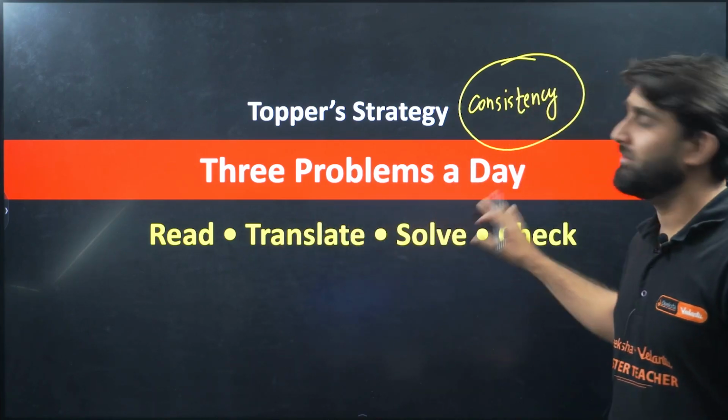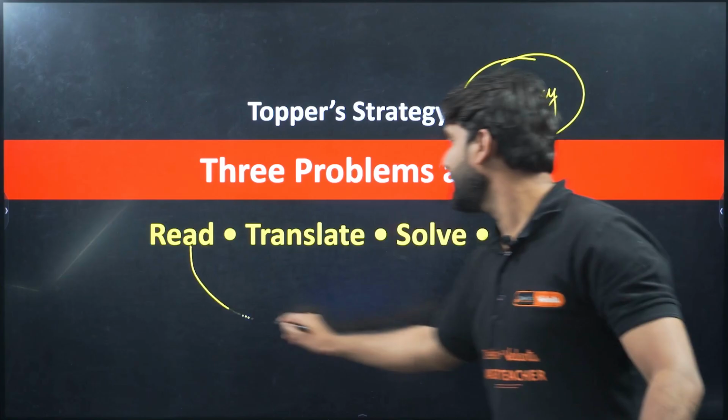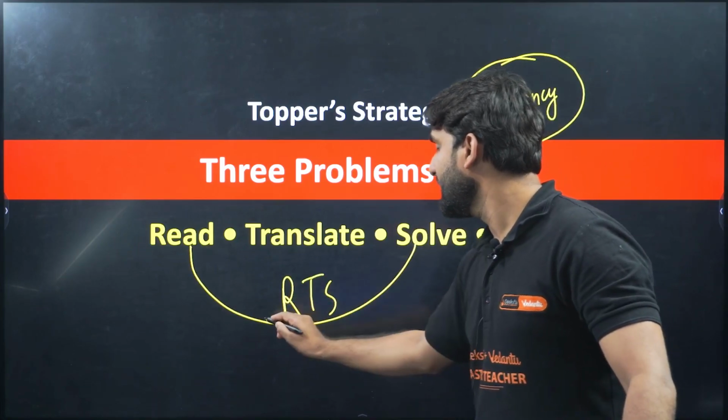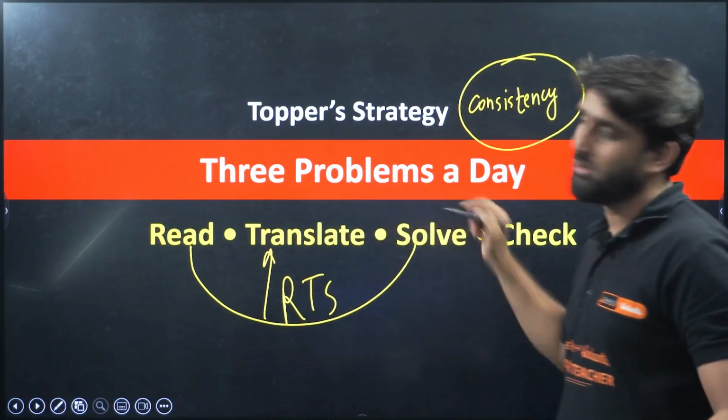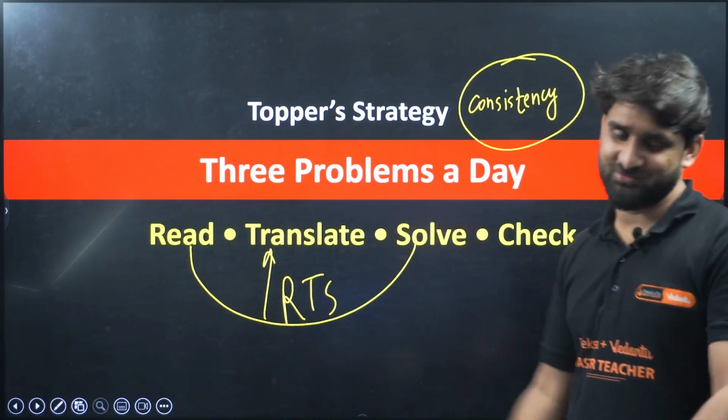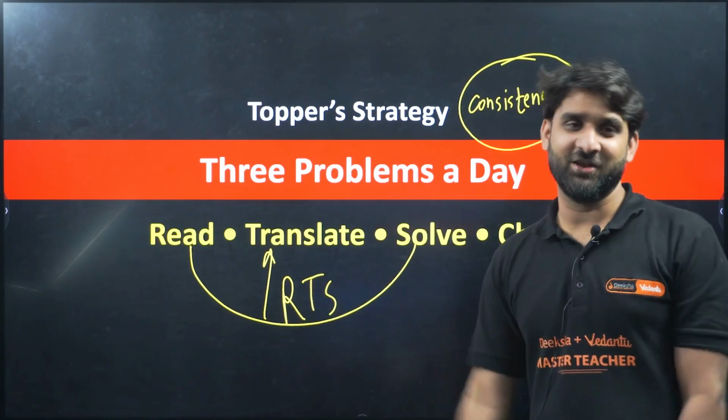Read, translate, solve and check. So this is RTS. Follow this rule. This is your RTS, champion, right? Read, translate, solve. And if you are confident with your answer, you don't need to check your answer because you know everything. Yes, my answer is correct.